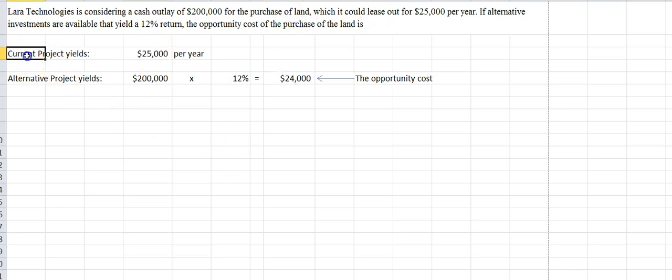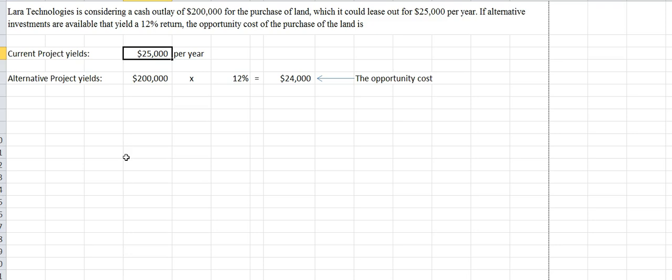So the choice would be this one, right? Assuming, which is not usually the case, assuming everything else is equal as far as risk and so forth, because you're going to get a higher return. So if the risk is the same and the timing of the cash flows are the same, then obviously you would go with the project that earns you $25,000 more. The opportunity cost, the alternative investment, is $24,000, which is lower. So in this case, you would reject the alternative project, and you would take the initial project of purchasing the land and leasing it. And again, let me stress, this is a very simple example.